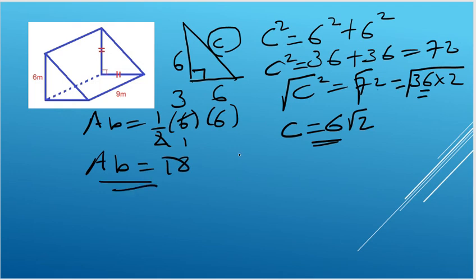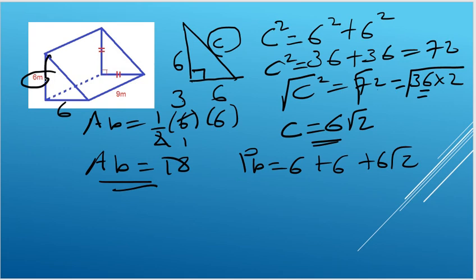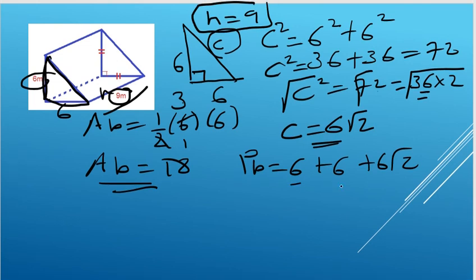And still we have left the perimeter of the base. The perimeter of the base is equal to 6 plus 6 plus 6 radical 2, because one of the sides is 6, and the other side is also 6. We are taking this one as a base. Remember, I told you at the beginning, our base is this one. So the altitude will be here, the distance between the two bases. The height will be 9. Don't forget that. The height is equal to 9. Keep this in your mind. And then we can add 6 plus 6, which is 12. 12 plus 6 radical 2 will be the perimeter of the base.